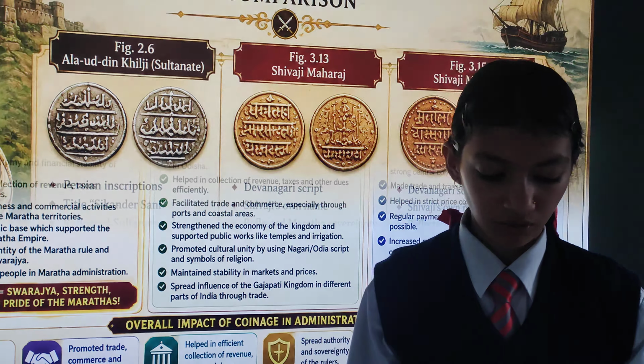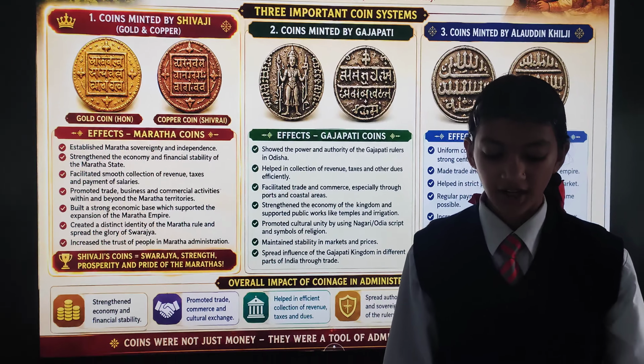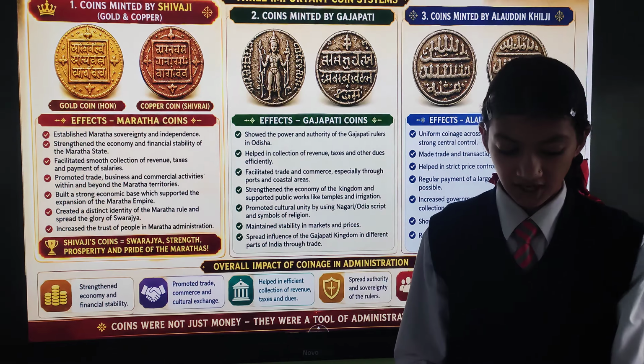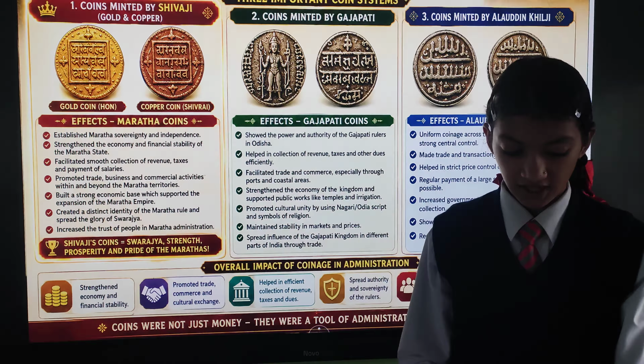Now let's move to the next part. Coins were also an important part of the Maratha administration. They helped in collecting taxes, promoting trade, expanding the economy and paying government officials. Shivaji Maharaj's coins created a unique identity of strength and independence. This proves that these coins were not just a medium of exchange but also a symbol of good administration, sovereignty and Swaraj. Thank you. Now I would like to invite Priyal to explain the next part.